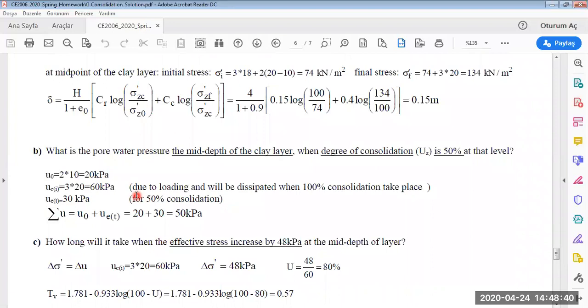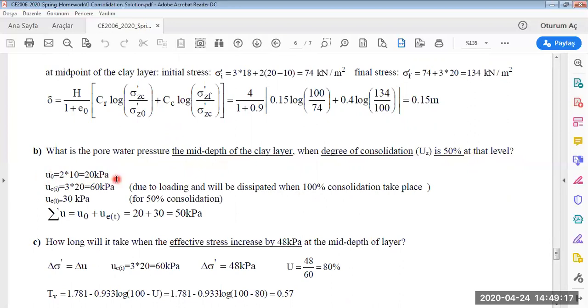Here, what's the pore water pressure at the midpoint of the clay layer? As you know, the pore water pressure is changing during the consolidation, and we can calculate the degree of consolidation by using the pore water pressure changes. Here is the pore water pressure at the midpoint of the clay layer when the degree of consolidation is 50% at that level. 50% means half of consolidation is completed.